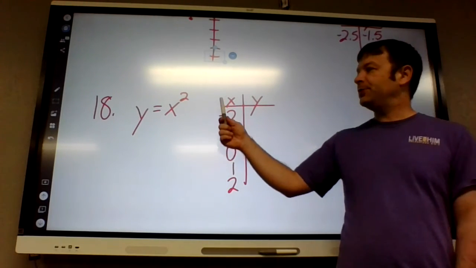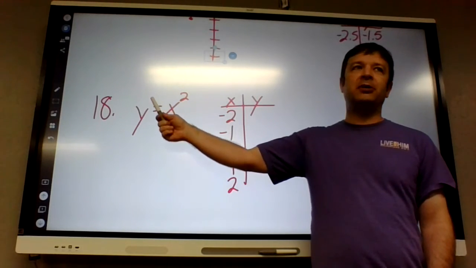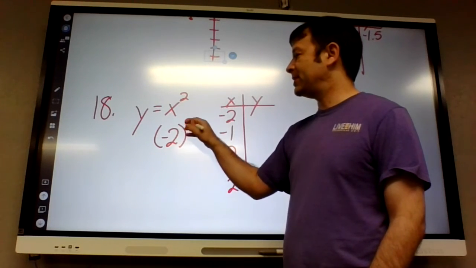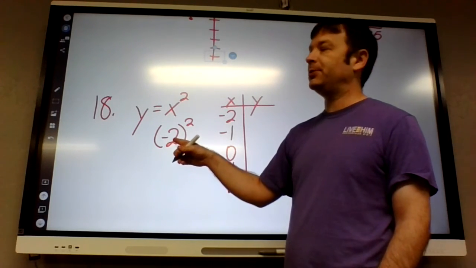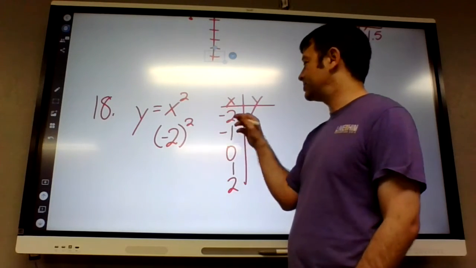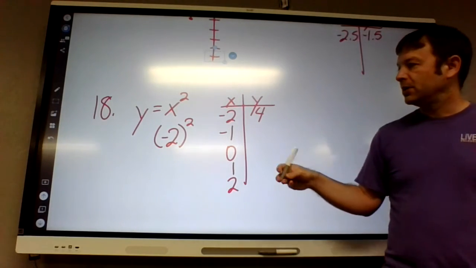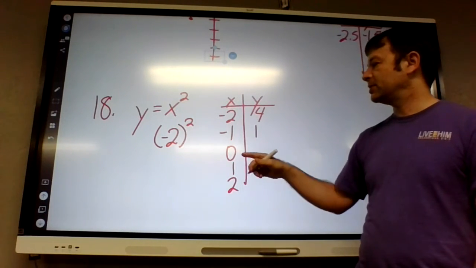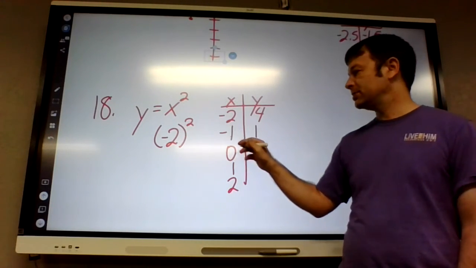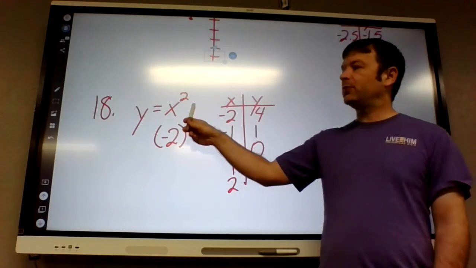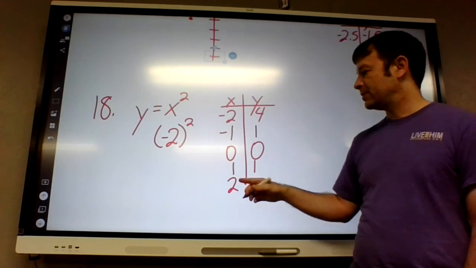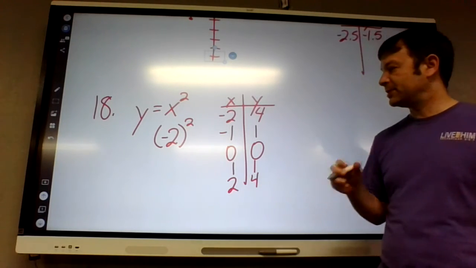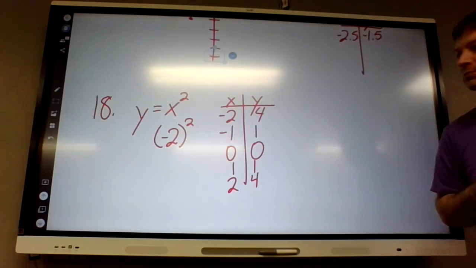If I plug in -2 for x, what comes out for y? What's -2 squared? Positive 4. Okay, -2 times -2. If you don't put parentheses around it, it would be wrong on the calculator. -2 times -2 is positive 4. If I plug in -1, what's -1 times -1? Positive 1. If I plug in 0, what's 0 squared? 0. If I plug in 1, what's 1 squared? 1. If I plug in 2, what's 2 squared? 4. Sorry, 2 times 2 is 4. Wait, can we just use like -1, 0, and 1? No, use all 5.